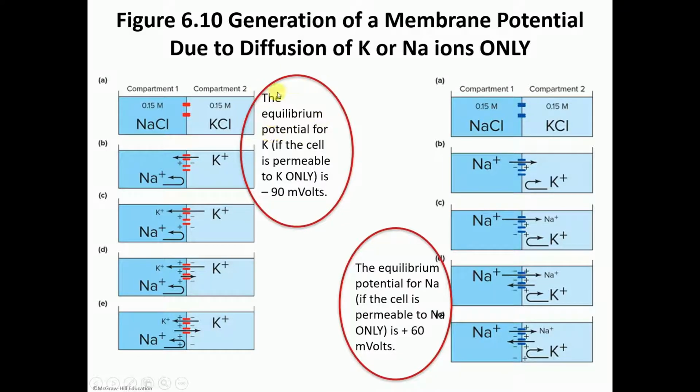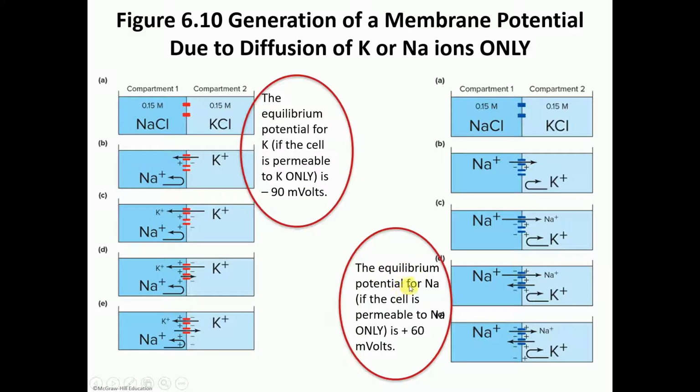So the equilibrium potential for potassium is negative 90 millivolts. And that again means that if you have a membrane that is permeable only to potassium, when is that cell going to reach a state of equilibrium where no more potassium is going in either direction? That would happen when we reach negative 90 millivolts.